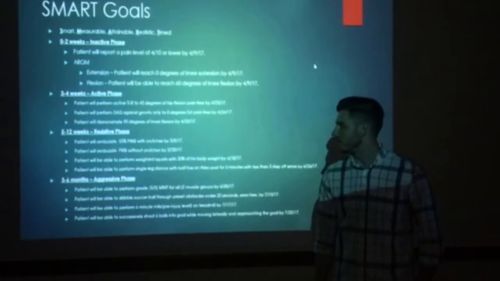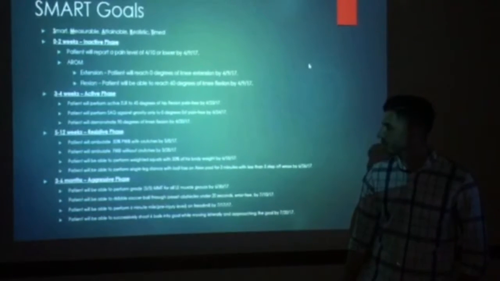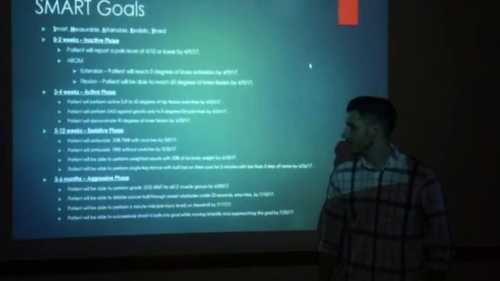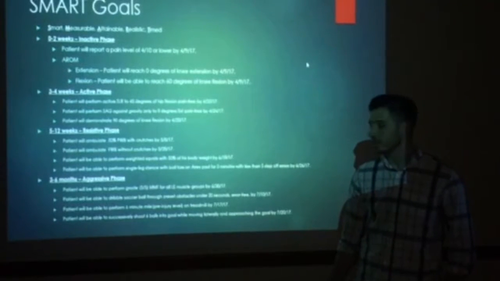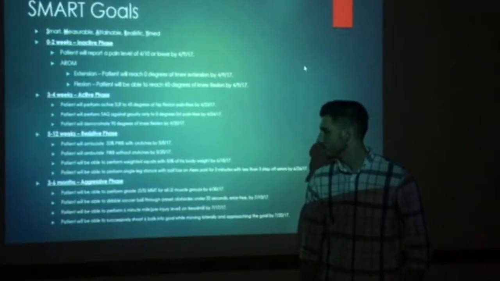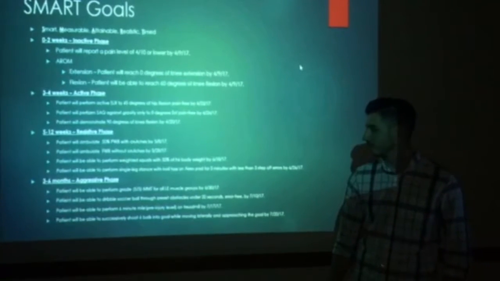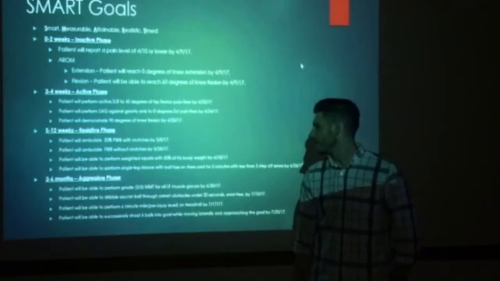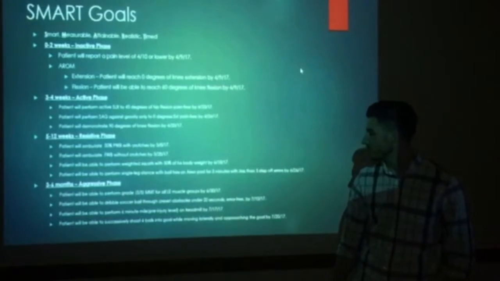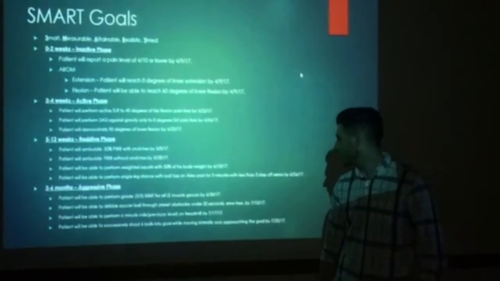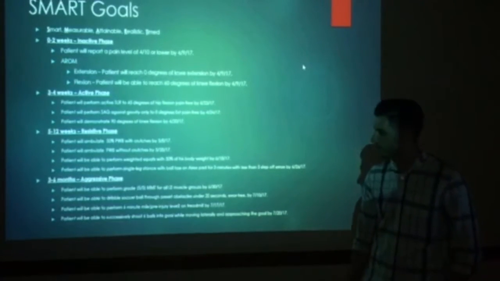Next, we're going to move into the resistive phase. That's 5 to 12 weeks, and the patient will be able to ambulate with 50% partial weight bearing by 5/8, and then ambulate full weight bearing without crutches by 5/28, so 20 days later. The third goal is the patient will be able to perform weighted squats with 50% of his body weight by 6/18/2017. Our last goal for the resistive phase is the patient will be able to perform single leg stance with ball toss on an AirX pad for 3 minutes with less than 5 step-off errors by 6/26.